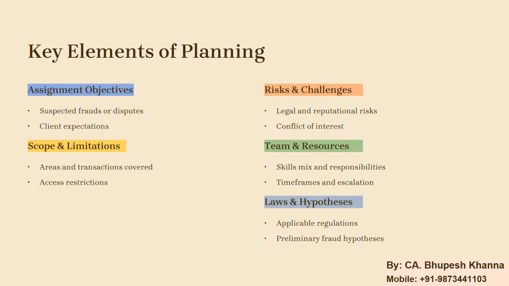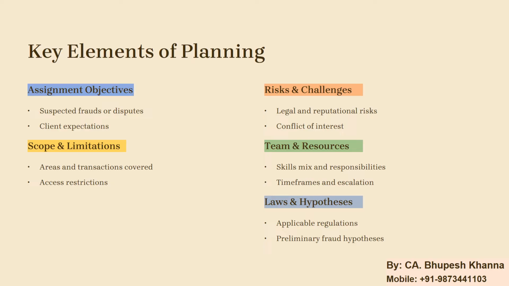Next, we will discuss key elements of planning under FAIS 310. It specifies several key components that a forensic professional should consider when planning an assignment. First, understanding the assignment objectives. What are the suspected frauds, disputes, or irregularities involved? What are the client's expectations from the investigation? Second, defining scope and limitations. What areas or transactions are to be covered? Are there any limitations on access to data, personnel, or resources?